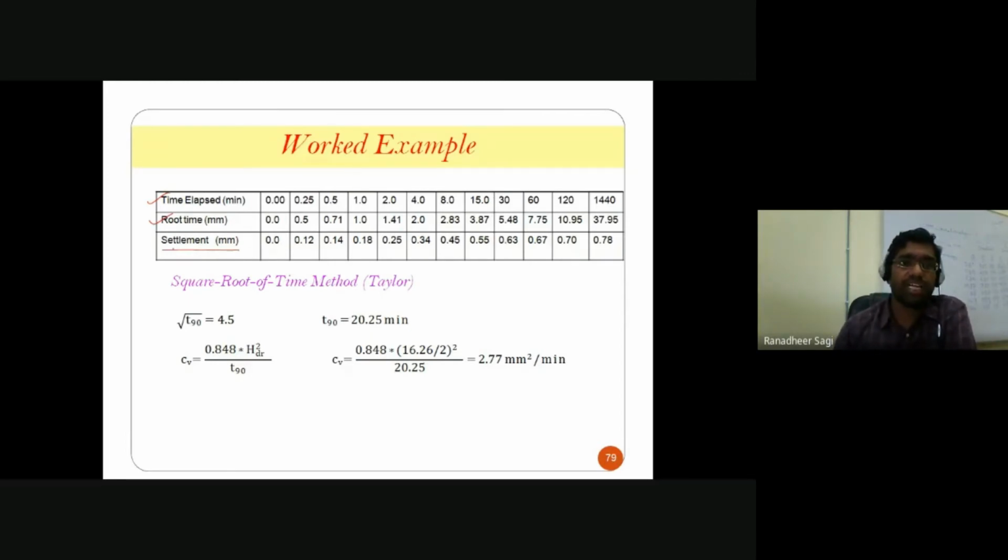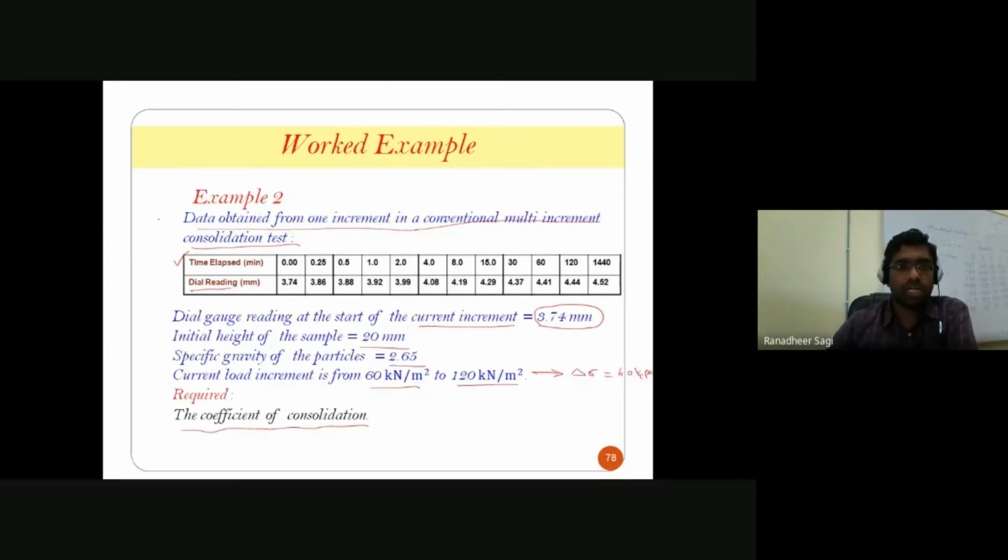So how are we calculating this? We are going to be calculating it based on the dial gauge readings which are given here. Look at the dial gauge readings which are given. This is the initial dial gauge reading, and after 0.25 minutes I could see the dial gauge reading value of 3.86. What does it mean? Over 0.25 minutes, the amount of settlement which happened in that particular soil sample is 0.12 mm.